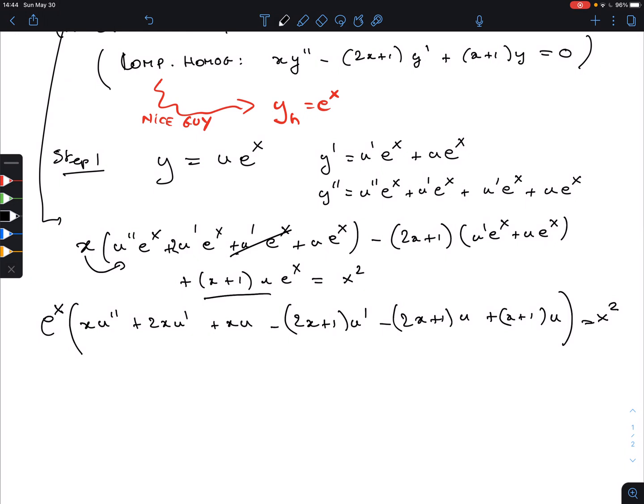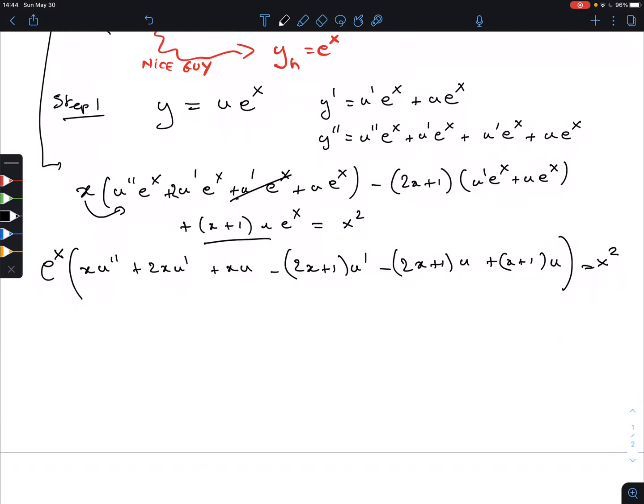Now I want to isolate it, so perhaps I can bring the e to the x to the other side with a negative sign. So we get x u double prime plus 2x u prime plus x u, and I'm going to expand this now, minus 2x u prime minus u prime minus 2x u minus 2u plus x u plus u equals x squared e to the minus x. That's what I did: I brought the e to the x to the other side and gave it a negative exponent.